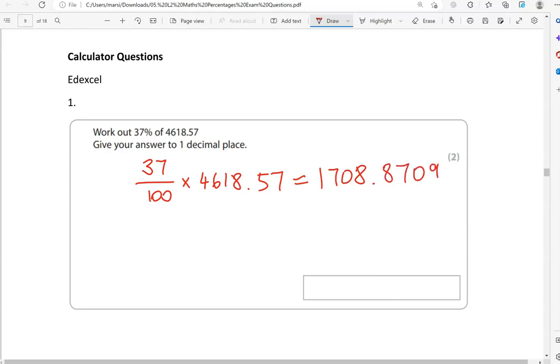We've got to give our answer to 1 decimal place, so that is 1 place after the decimal point. So that's the cutoff point. Looking at the digit on the right, that is a 7, and again we know if it's a 5, 6, 7, 8 or 9, we round up, so this 8 here becomes a 9, and the digits in front remain unchanged. So 1,708.9. That's the answer.